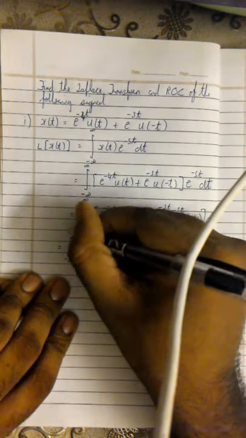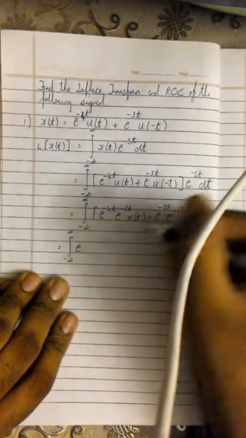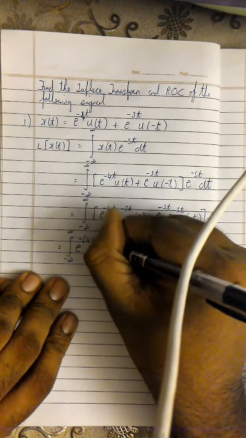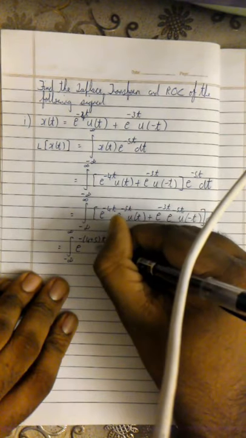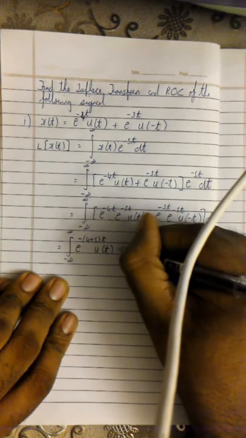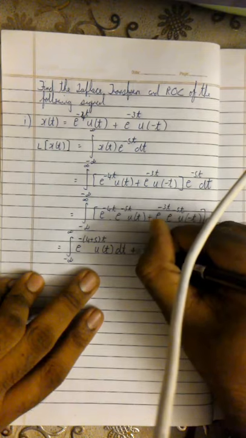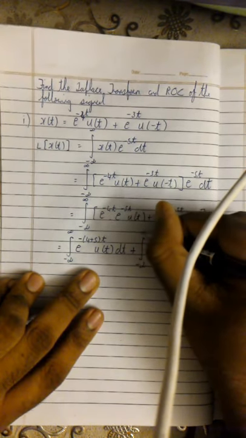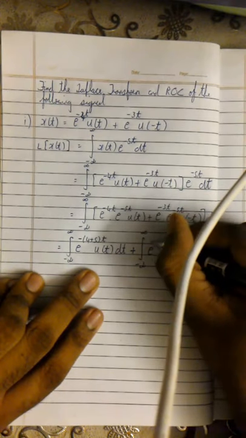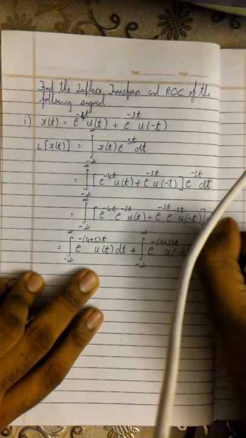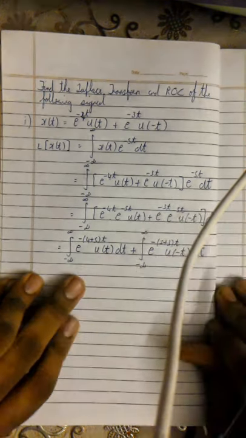Now I am going to integrate inside the brackets. So this will become integral minus infinity to plus infinity e raised to, let me join these two exponential functions, so it will become minus of 4 plus s t into u of t dt, plus integral minus infinity to plus infinity e raised to minus of s plus 3 t u of minus t dt. Okay, so we know what is u of t.